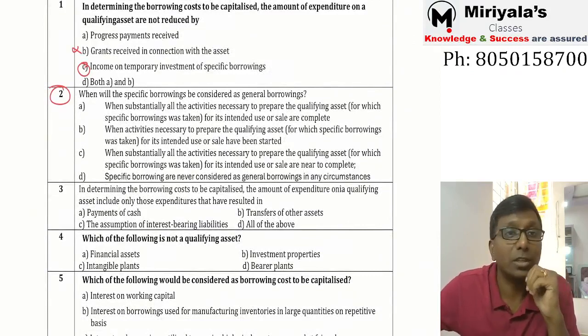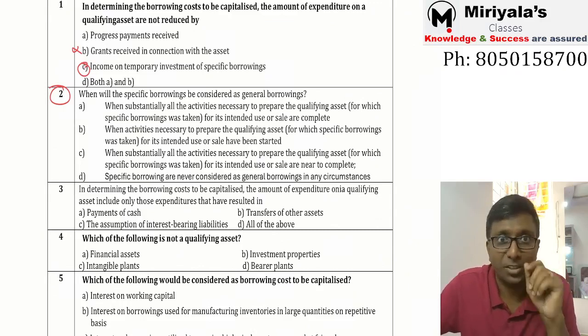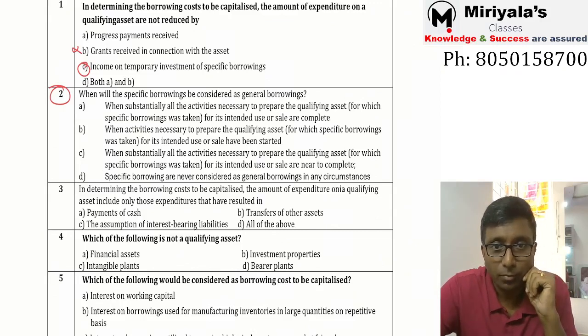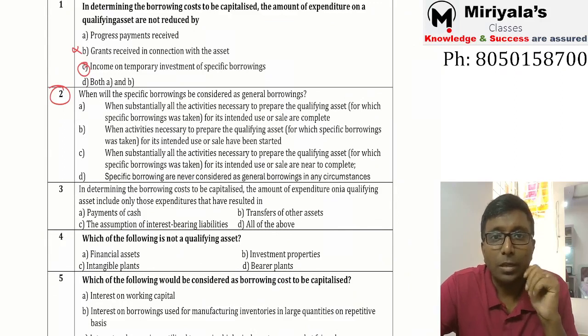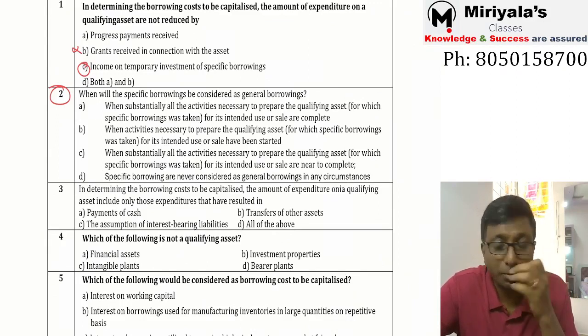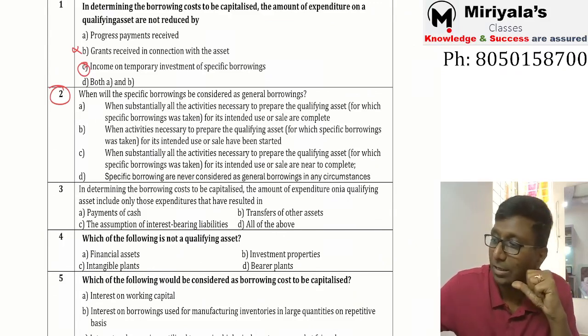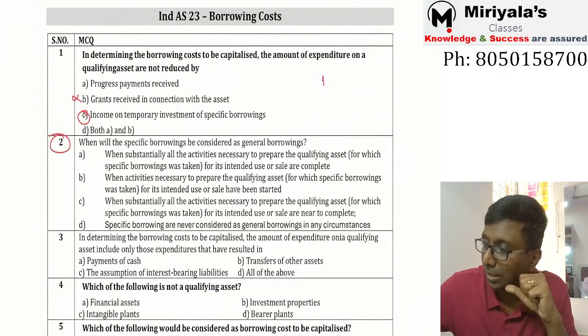Okay, right. So second bit, when will the specific borrowing be considered as general borrowing, my dear? Right. This is the amendment actually. What is the amendment? The new amendment. What does it say? Suppose I have taken some specific borrowing for, say, constructing a building. Okay, I am constructing a building.